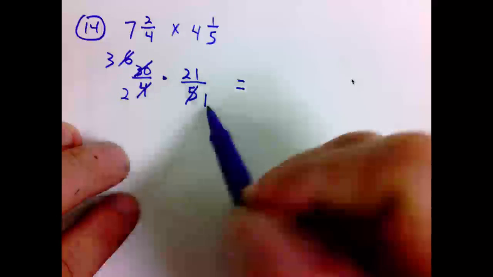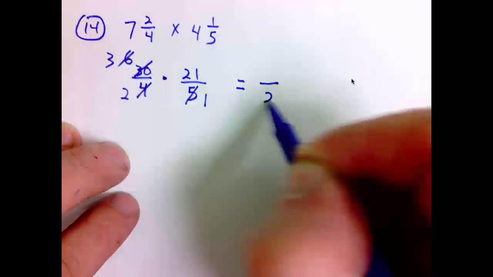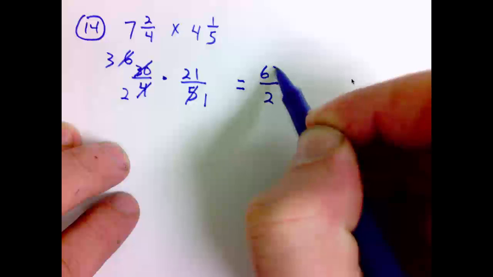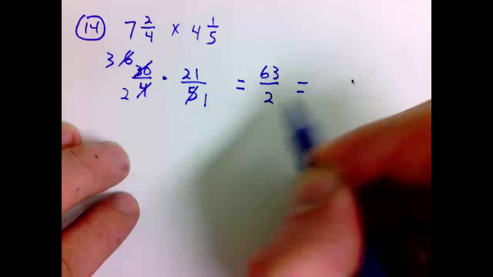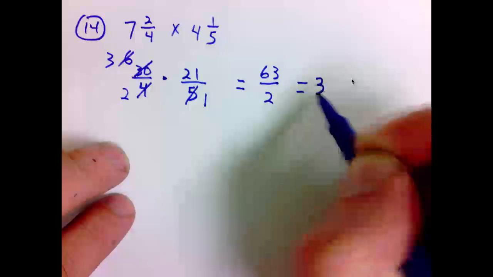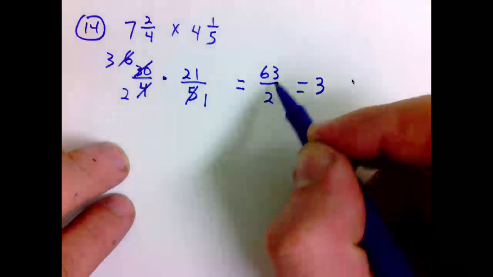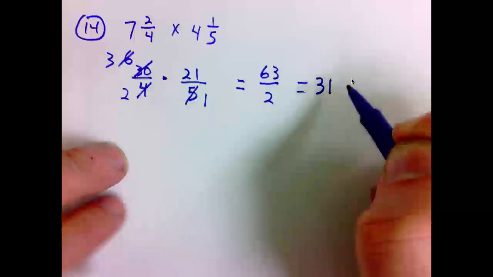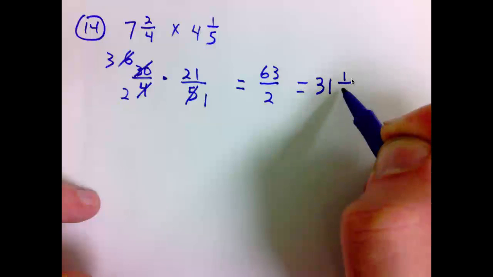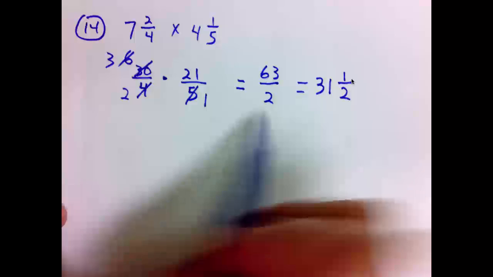Denominator 2 times 1, 2. Numerator 3 times 21 will be 63. Now, how many times will 2 go into 63? Well, 2 goes into 6 3 times. 2 into 3 1 time, with 1 left over. The 1 we express over the divisor. I will verify this over here.